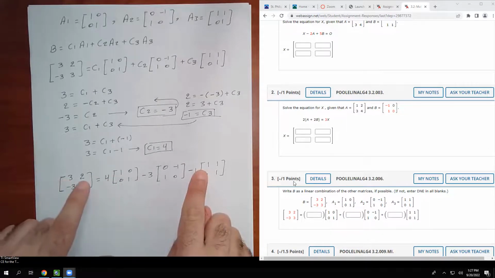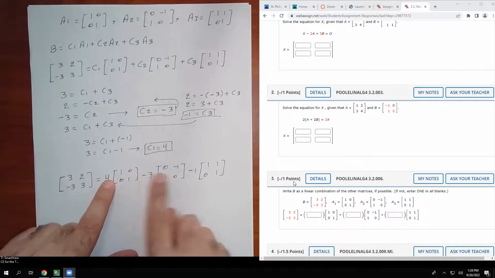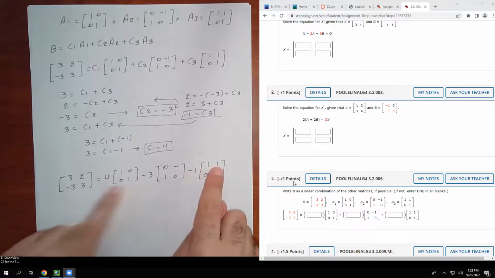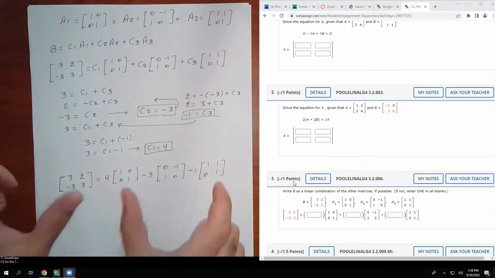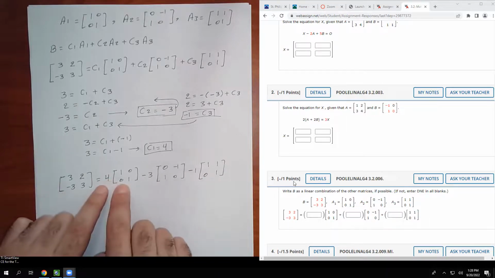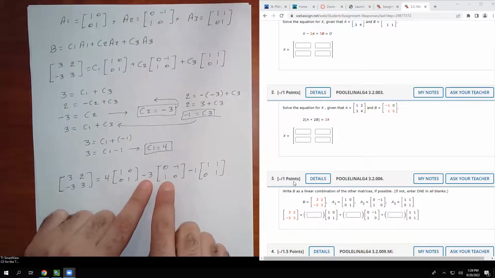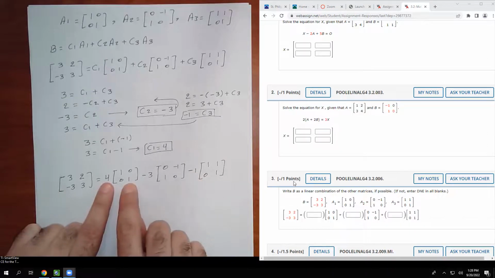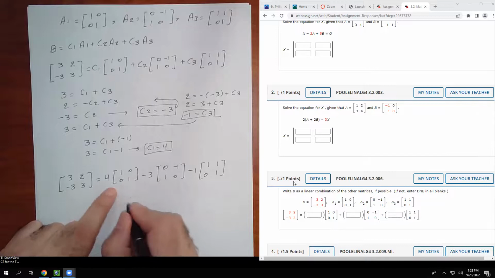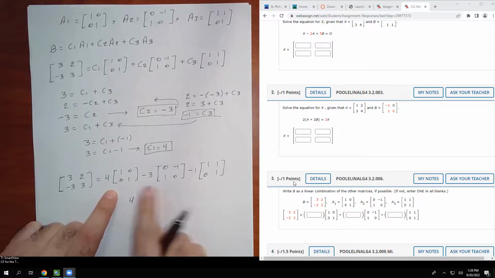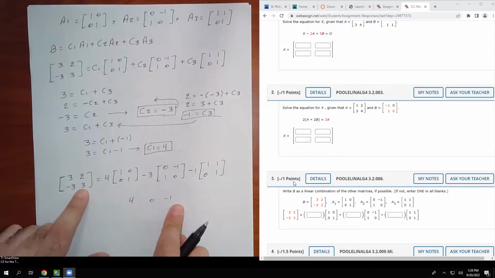Okay? 2, let's check that. 4 times 0 is 0. Negative 3 times negative 1 is going to be 3. 3 minus 1 is going to be 2. That means this side is going to be equal to this side. Negative 3, which is 4 times 0, 0. Negative 3 times 1, negative 3. This is 0, so it's going to be negative 3. 4 times 1, 4. Negative 3 times 0 is going to be 0. Negative 1 times 1 is going to be negative 1. 4 minus 1 is going to be 3.